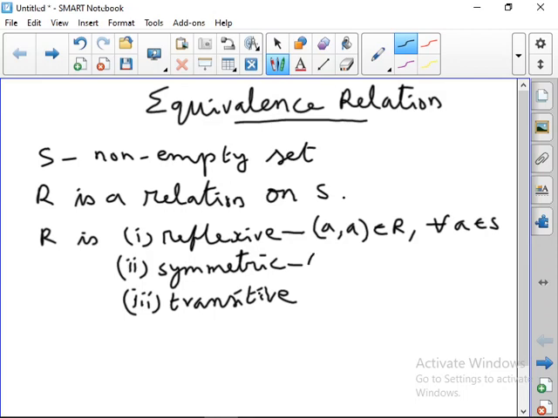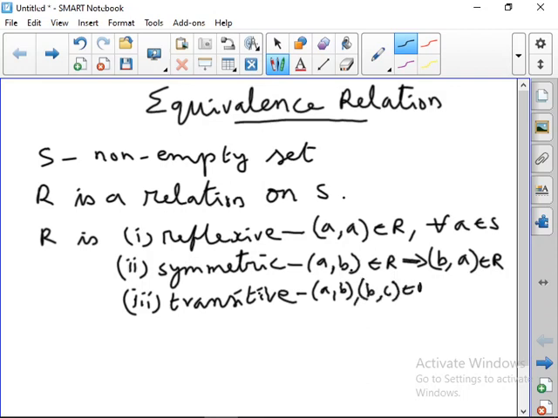Symmetric is, if (a, b) belongs to R implies (b, a) belongs to R, then we say that it is a symmetric relation. What about transitive? If (a, b) and (b, c) belong to R, then it implies (a, c) belongs to R. Then we call it a transitive relation. So if these three are satisfied, then we say that it is an equivalence relation.